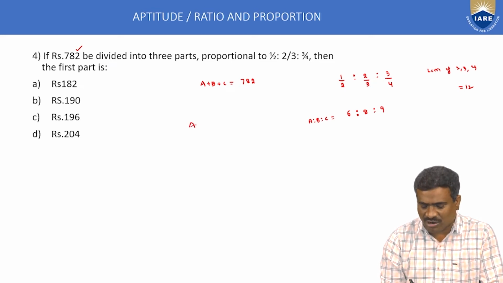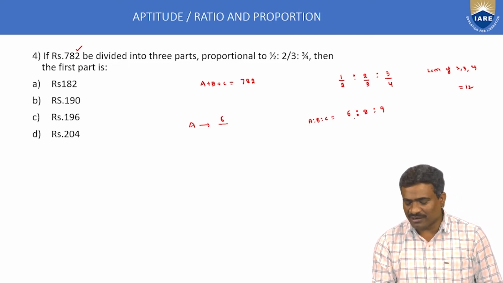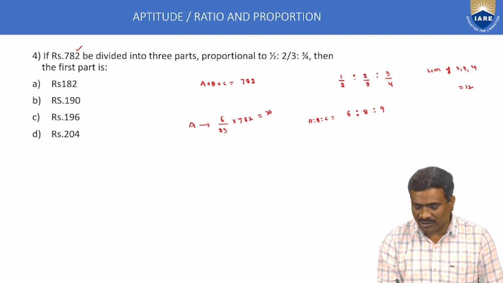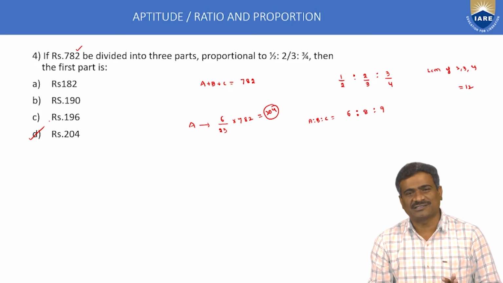Calculate A share or first part. A is equal to 6. Denominator is equal to 9 plus 6 is 15, 15 plus 8 is 23, into 782. Answer is equal to 204. Option D only correct. This is about fourth example.